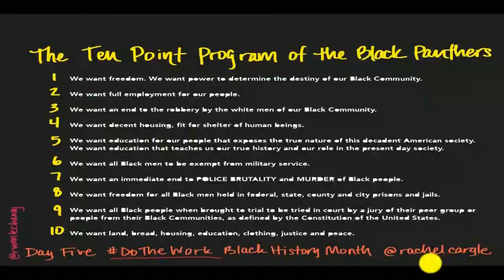Okay, so just have a look there for a moment at the 10-point program of the Black Panthers.